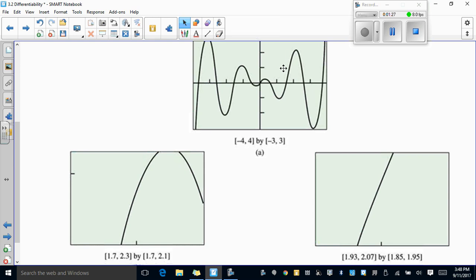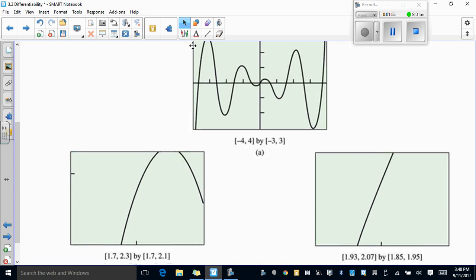Okay, and then they did it again. So notice that they're telling you that the window is 1.7 to 2.3. So 1.9 is probably about here, maybe a little over. You can definitely see the curve going on in this one. This one, you can still see a little bit of a curve. But then when we zoom in one more time, that looks like an entirely straight line.